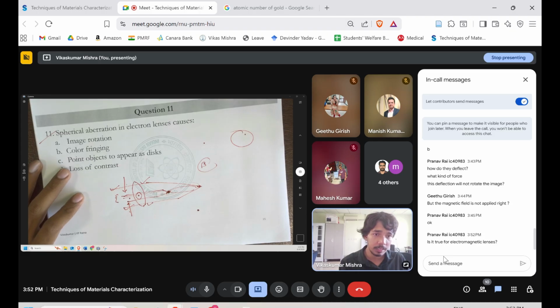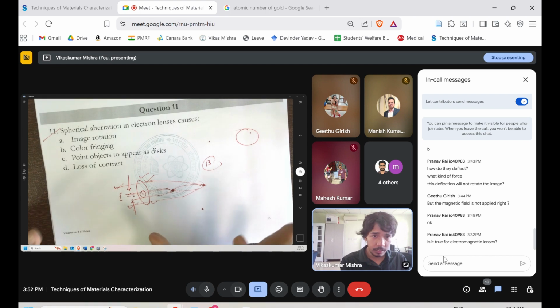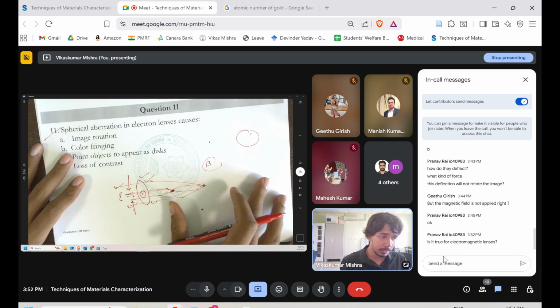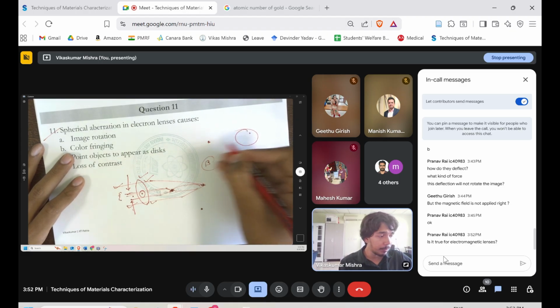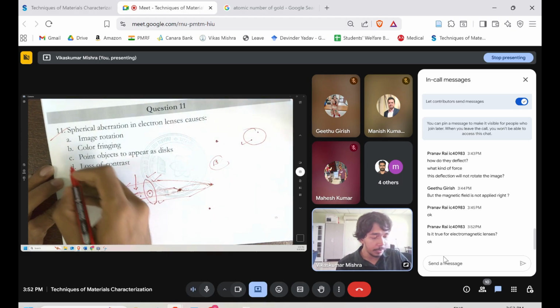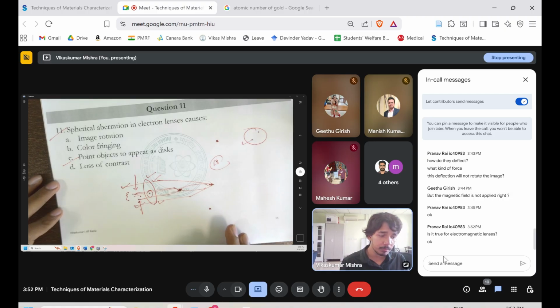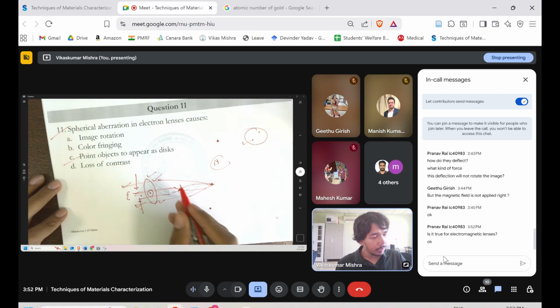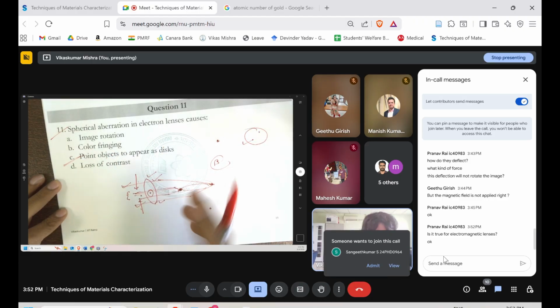Is it true for the electromagnetic lenses? Yes, it is true for the electromagnetic lens. I'm just taking the analogy from the optical; they are exactly the same. So instead of a point, it will appear to be a disk. The point object will appear as a disk. So this aberration needs to be removed. So this was the answer. Option C is the right answer.